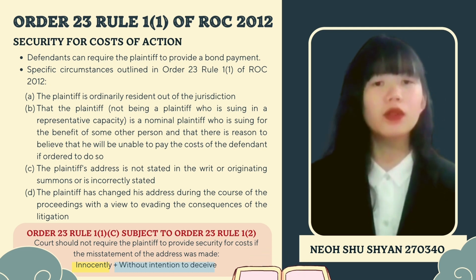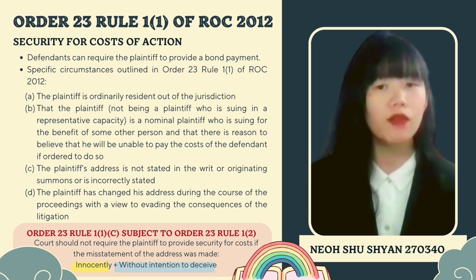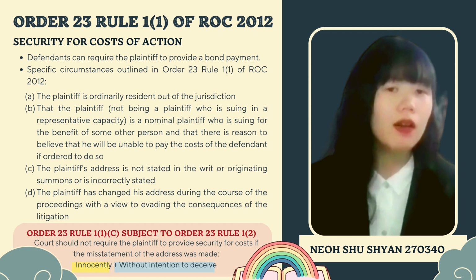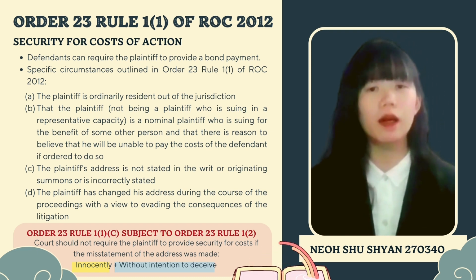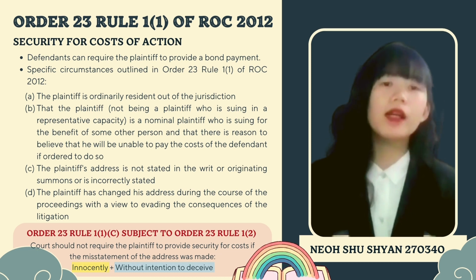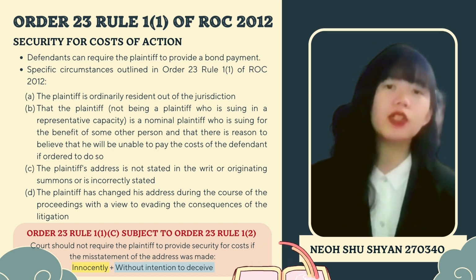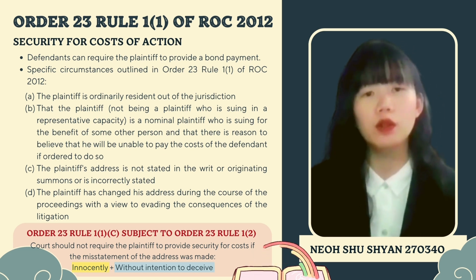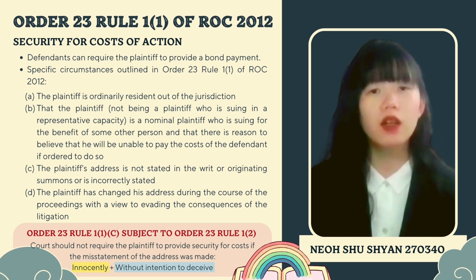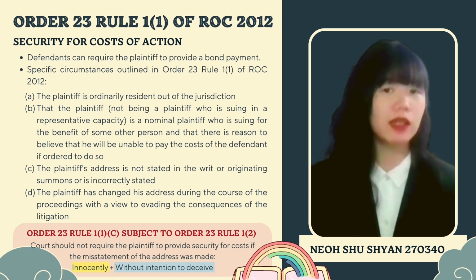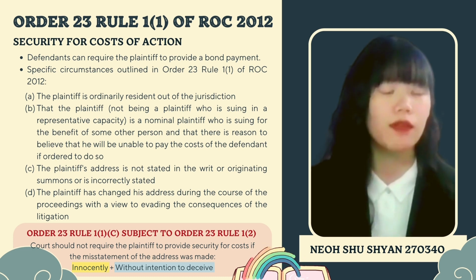Additionally, according to Order 23 Rule 1 Sub-Rule 1C of the Rules of Court, if the plaintiff's address is not stated or is incorrectly stated in the writ or originating summons, the defendant can apply for security for costs. However, this is subject to Order 23, Rule 1, Sub-Rule 2 of the Rules of Court 2012, which states that the court should not require the plaintiff to provide security for costs if the misstatement of the address was made innocently, without any intention to deceive.